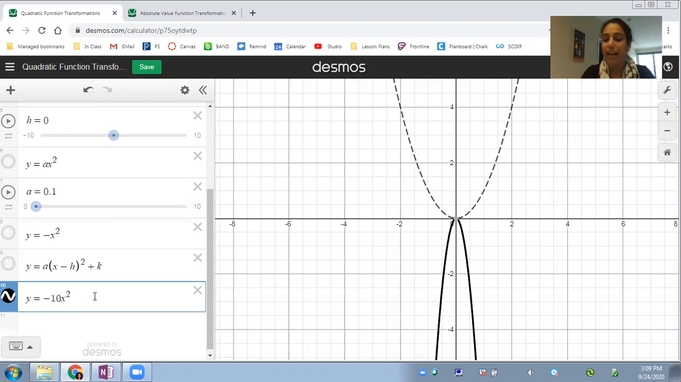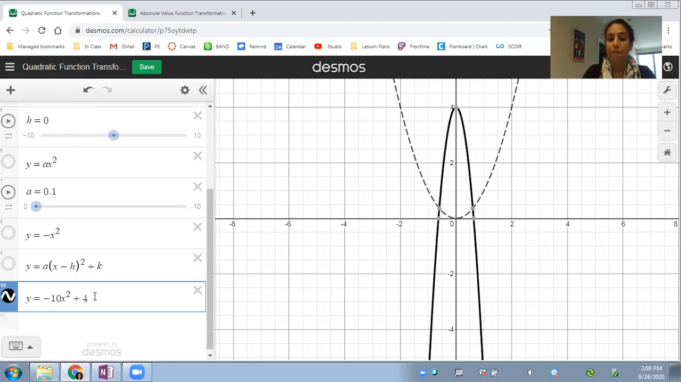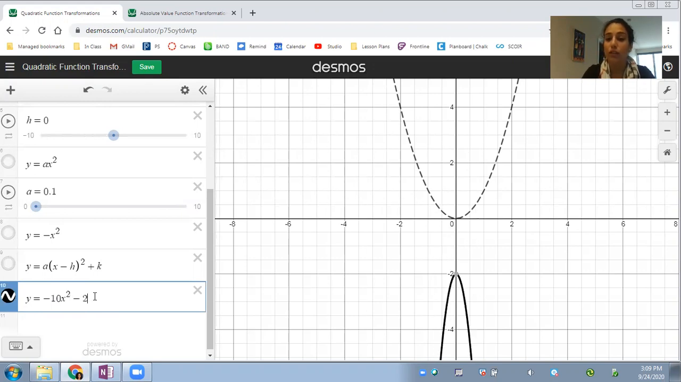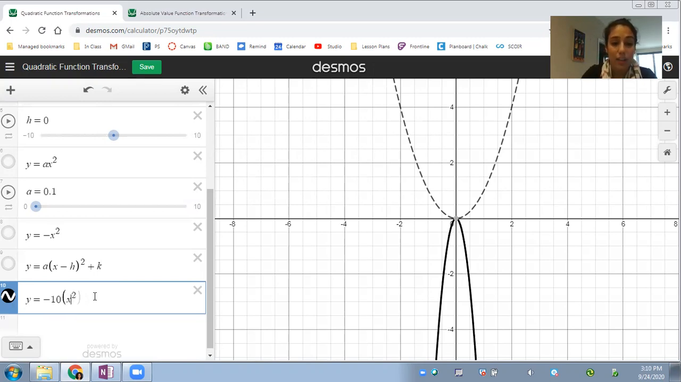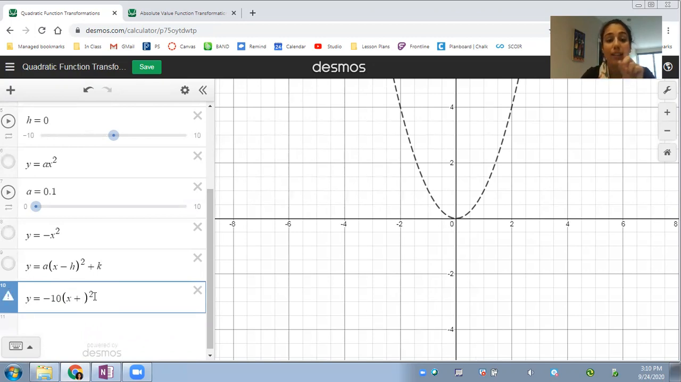Now, what happens if I add 4? Where's it going to go? Up 4, right? If I add 4 to the end, it's going to go up 4. If I subtract 2 from the end, it's going to go down 2. If I go inside of this x and I add 3, where am I going to go? To the left. Remember, plus 3 does the opposite of what you think it's going to do when it's affecting the x.